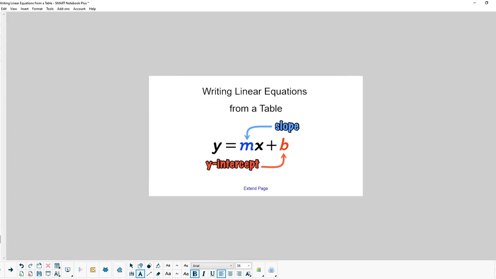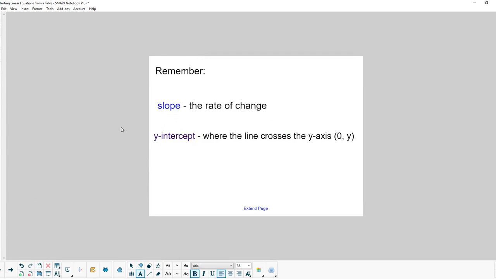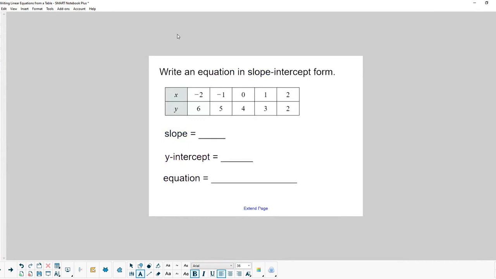Let's demonstrate how we do this from a table of data. So remember now that the slope is the rate of change, and the y-intercept is where the line crosses the y-axis. So at that point, x is going to be 0, and then the y value will be some number that will be shown in the table. We'll get into it now. So here's a table of data.